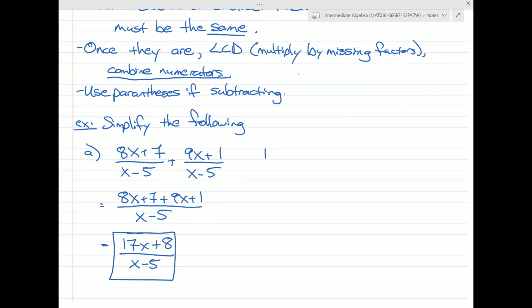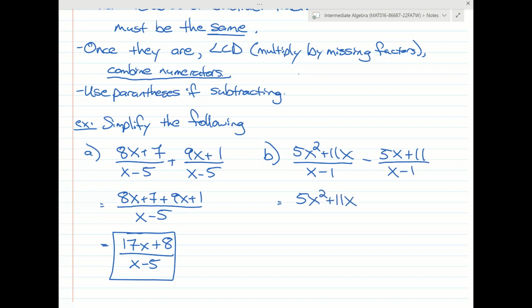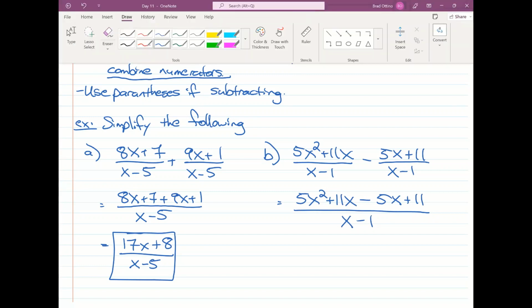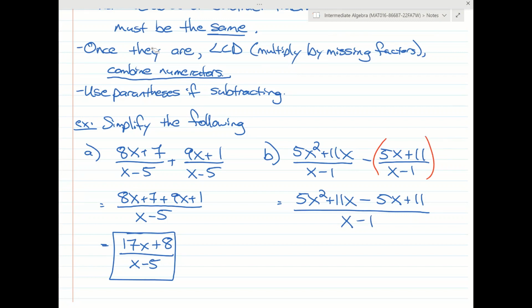Similarly, if we had a problem like this, where it's 5x squared plus 11x over x minus 1, and we subtract 5x plus 11 over x minus 1. The denominators are the same, but this is a subtraction problem. So what we want to do is write 5x squared plus 11x minus 5x plus 11, all divided by x minus 1. The problem with this is you're subtracting that fraction. So you're subtracting this whole thing. So we have to account for that by putting this in parentheses.